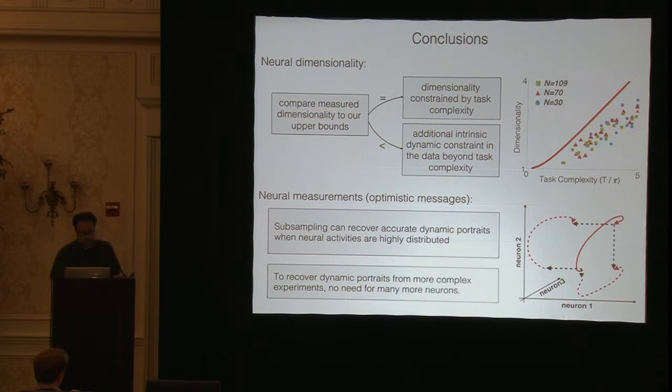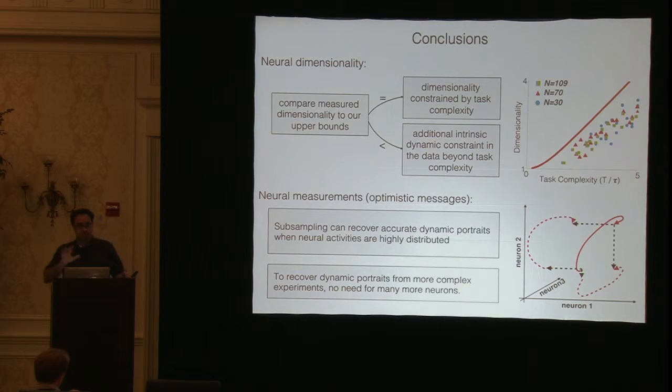Okay, fantastic. So let me summarize. Everything that we've been doing is for trial average neural data, where we've been talking about trial average neural manifolds. And we found that under subsampling, we can accurately recover these dynamic portraits, and we don't need to record that many more neurons. And the complexity of the task does indeed upper bound the dimensionality of the data in a way that can now be precisely quantified.